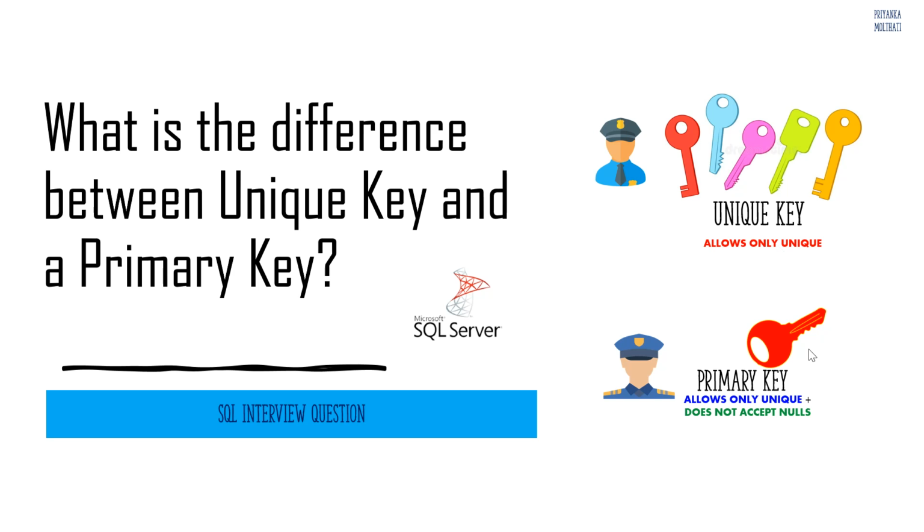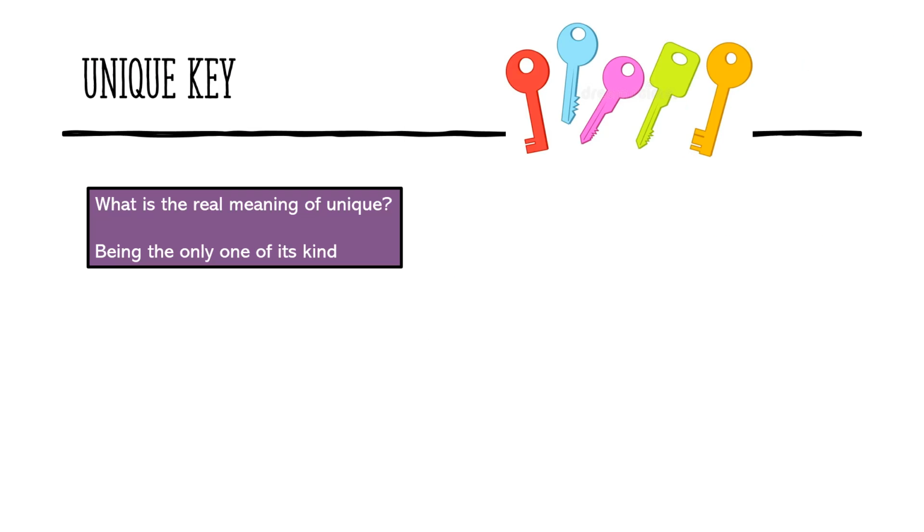Hello everyone, the question for today is what is the difference between unique key and a primary key? So here we go. Firstly, the unique key, or the meaning of unique, is being only one of its kind.